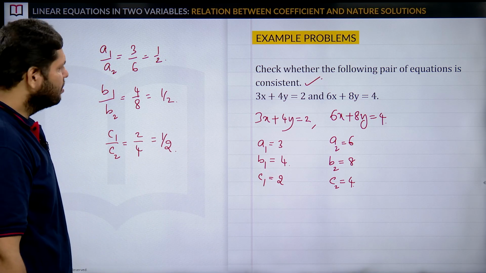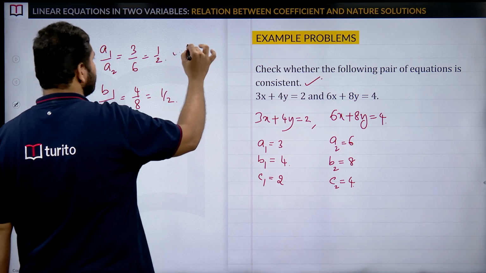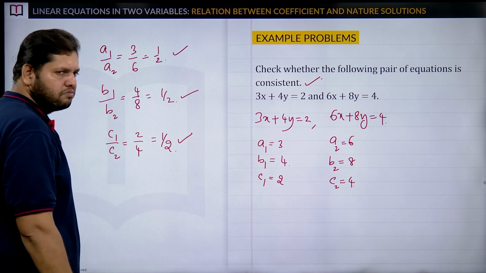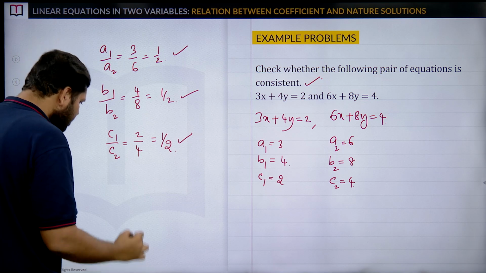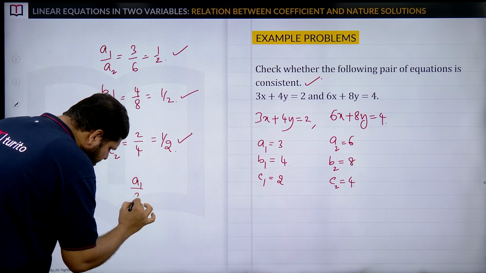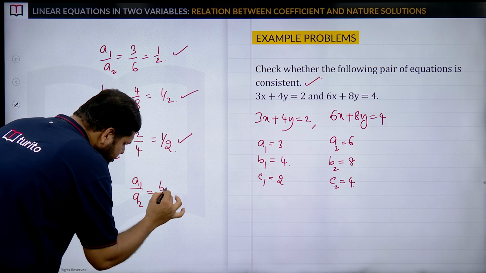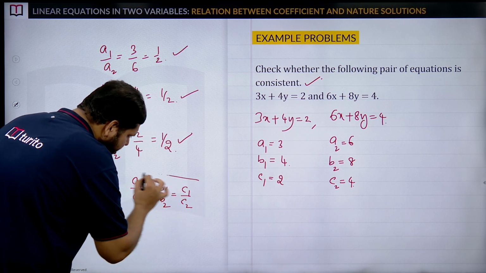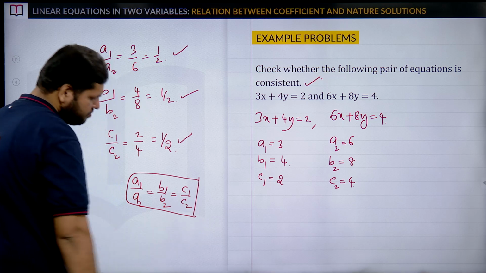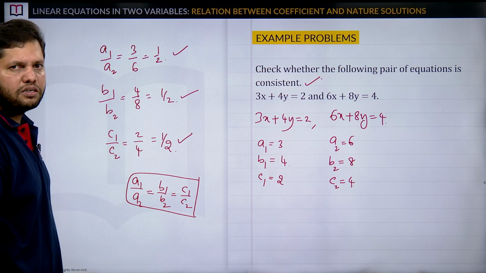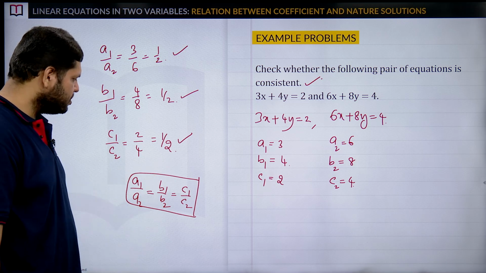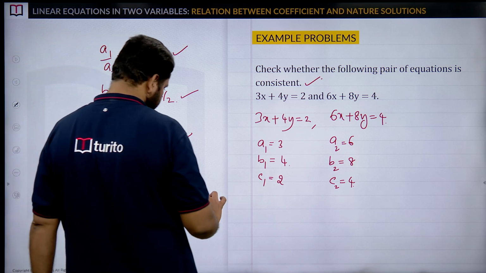Clear, children? See here, a1 by a2 is also 1 by 2, b1 by b2 is also 1 by 2, c1 by c2 is also 1 by 2. So children, here three values are equal, which means I can write a1 by a2 is equal to b1 by b2 and equal to c1 by c2. Clear, children? The three ratios are equal here.